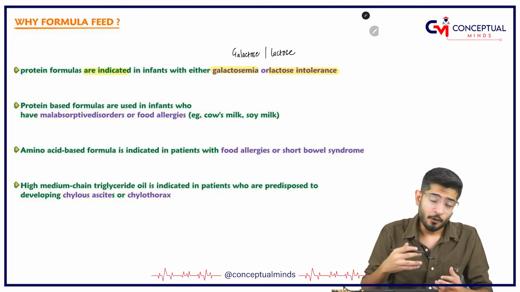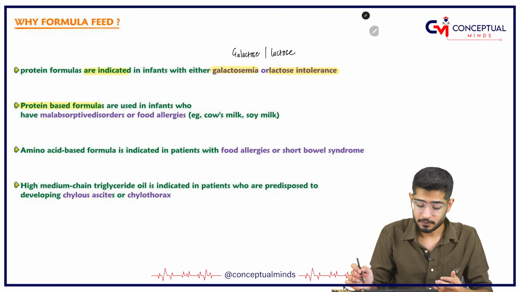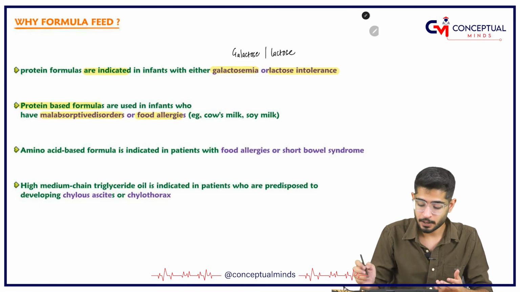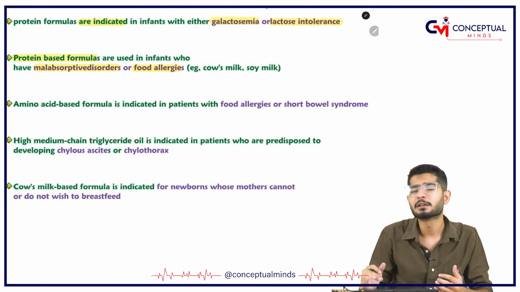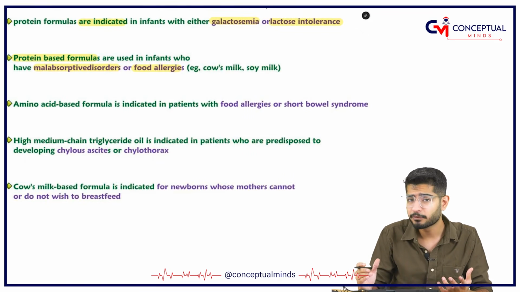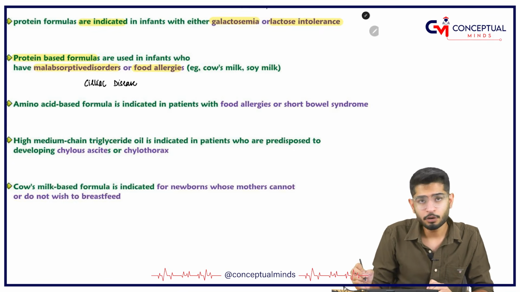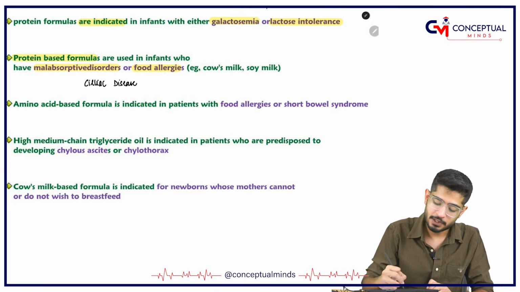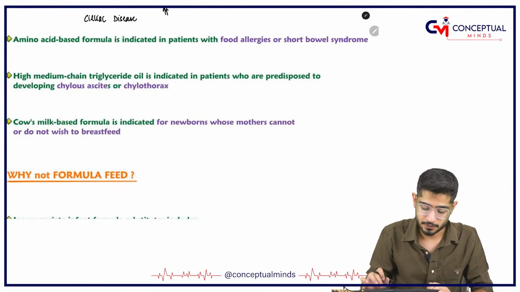Okay, so formula means what? There are protein based formulas which are used in infants who have malabsorptive disorders or some food allergies. For example, somebody has malabsorption syndrome. Malabsorption means that absorption is not getting performed properly. For example, a child born with celiac disease. So what to give them? Of course, you will give the protein based formula feed to them. Similarly, if the child has food allergy, what to give them? Again, a protein based formula feed.